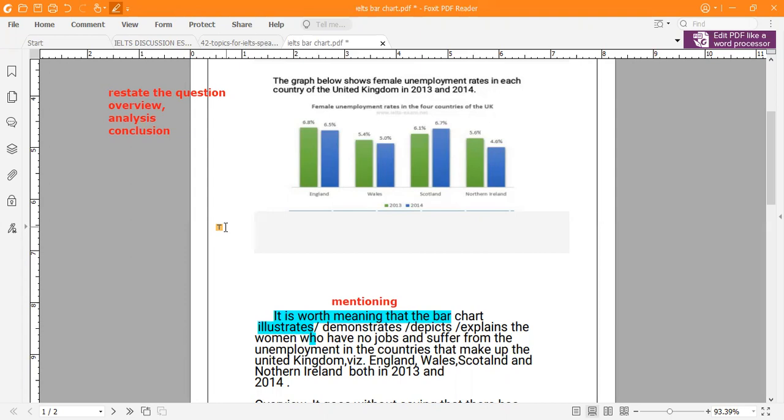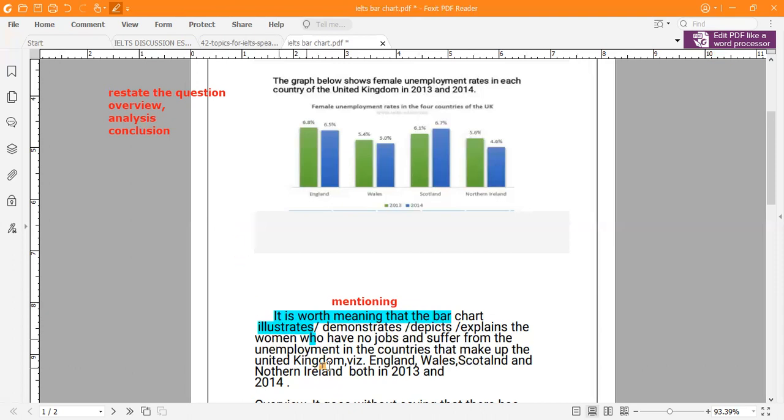So the first thing is you change the word show. You try to change it in another way. Female unemployment: if you can explain it in other words, it's okay. So explains or demonstrates women who have no jobs. Actually, this is called unemployment, بطالة, which means females who have no jobs and suffer from unemployment, in each country of the United Kingdom. So in the countries that make up, for example, the United Kingdom.